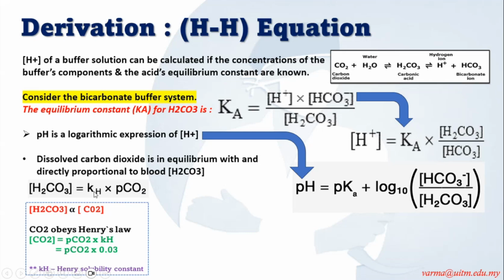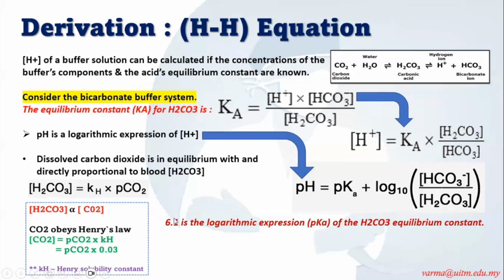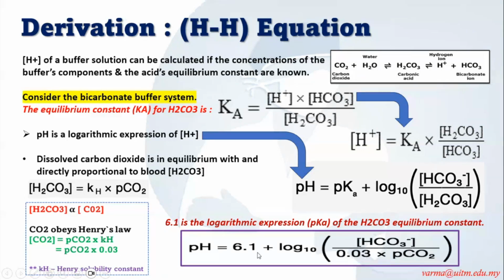So, we know about the solubility constant for the partial pressure of carbon dioxide. If we know the PCO2 from the ABG, or we can calculate the PCO2, then we can get the H2CO3 concentration level. And for this bicarbonate buffer system, the pKa is 6.1. So putting everything into this, we get pH is equivalent to pKa of 6.1, which is fixed, constant for this buffer system.